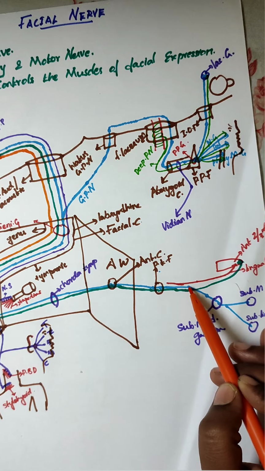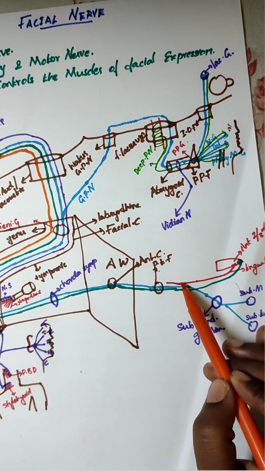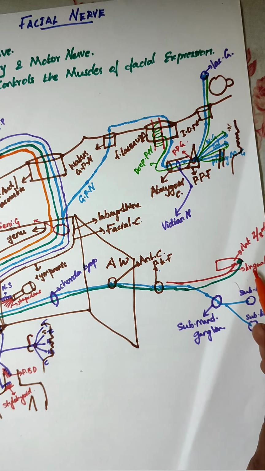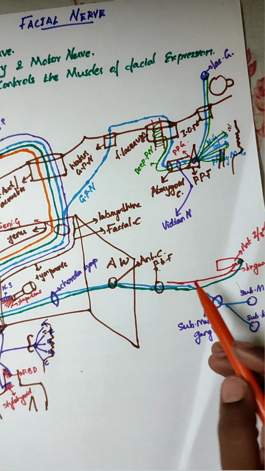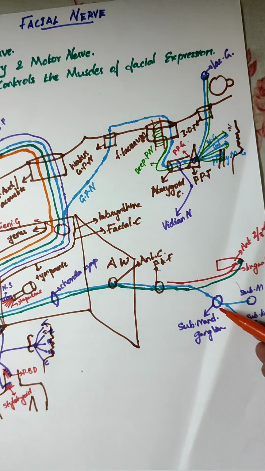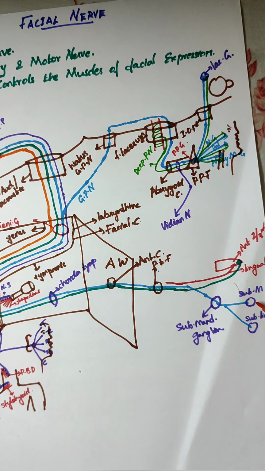After exiting from the petrotympanic fissure, it runs along with the lingual nerve, which is a branch of the trigeminal nerve, and then it relays on a ganglion known as the submandibular ganglion, and then it innervates two glands, the submandibular gland and the sublingual gland.